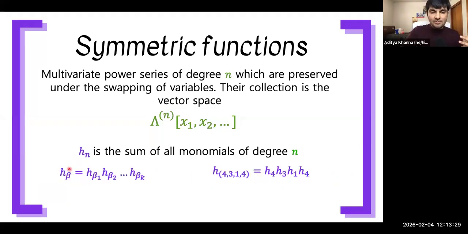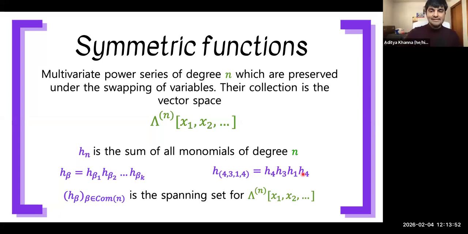If I take a composition beta, I can define h beta to be a product of these h's which are indexed by the entries of the composition. So I have h subscript 4314. Well, that is just h4 times h3 times h1 times h4. Product of symmetric functions is also a symmetric function. So what we are looking at right now is indeed a symmetric function.